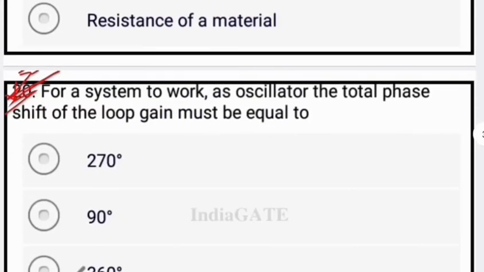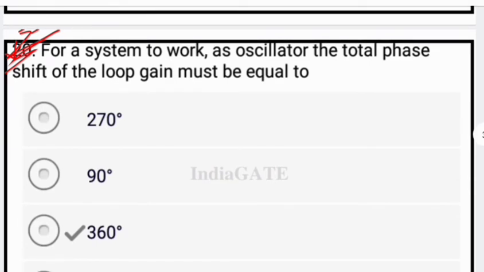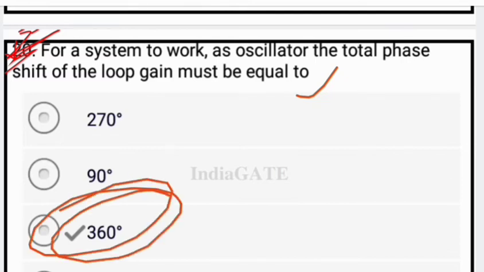Okay, now come to the next question. Here next question is defined as, for a system to work as an oscillator, the total phase shift of the loop gain must be equal to what? The loop gain must be equal to 360. This is your correct answer.